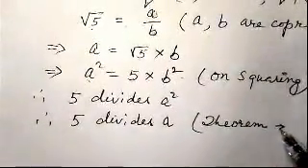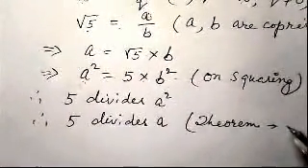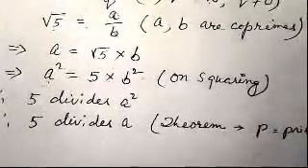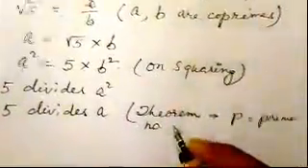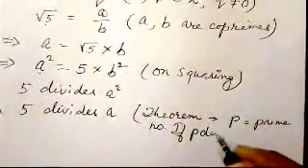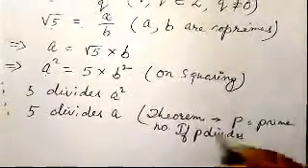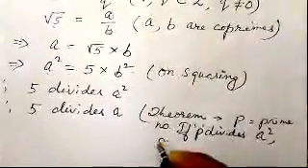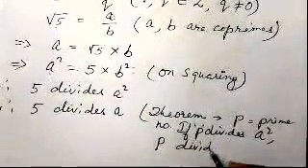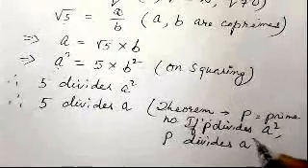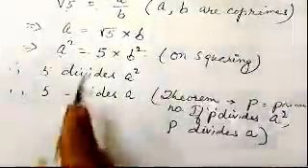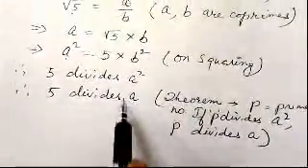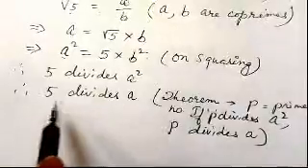Here the theorem you can write is that if P divides A square, P being a prime number, then P divides A, where A is a positive integer. That's what we have applied here. So with the help of this we got 5 divides A. A is exactly divisible by 5.